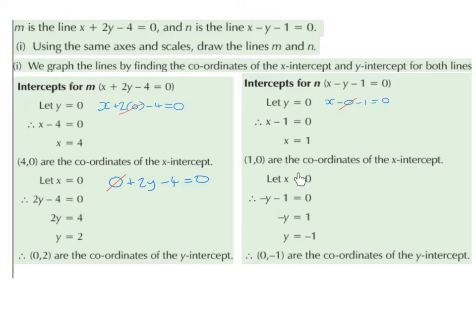And now we're going to let x equal 0. So this x here becomes 0. It's going to be 0 minus y minus 1 equals 0. So then we get minus y minus 1 equals 0. The minus 1 comes over the equal sign, becomes plus 1. So we've got minus y equals 1. And we're going to change this to a plus and this to a minus. We get y equals minus 1.